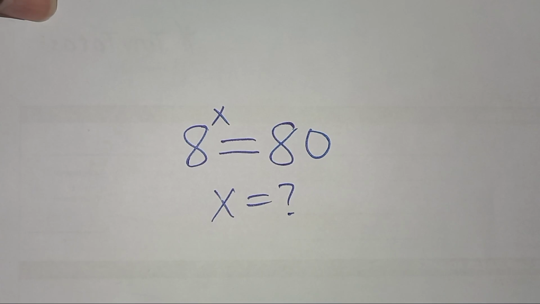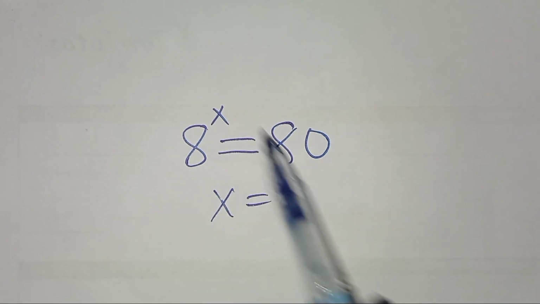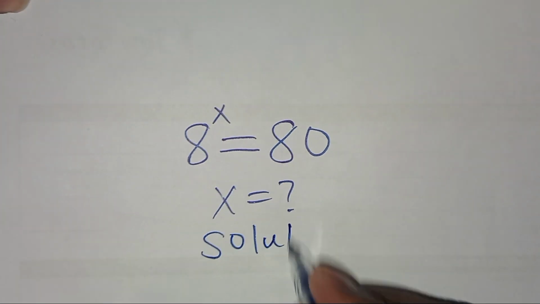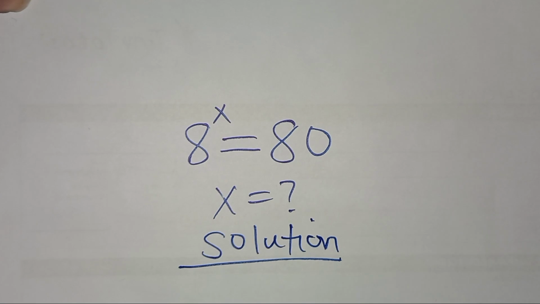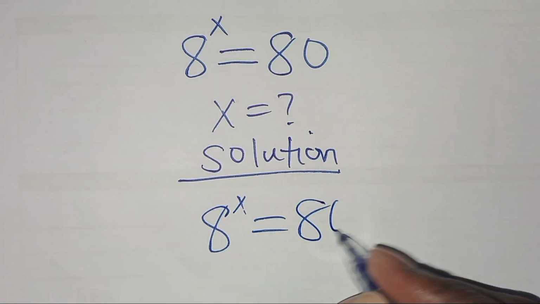You're welcome to provide a solution given this nice exponential equation, which is 8 to the power x is equal to 80. So what is the value of x? Now solution from here, we have that 8 to the power x is equal to 80.